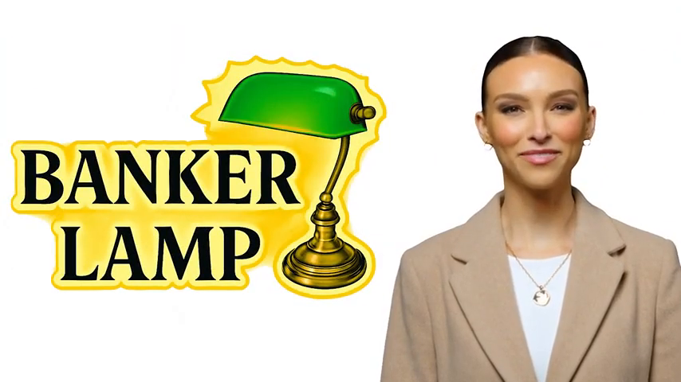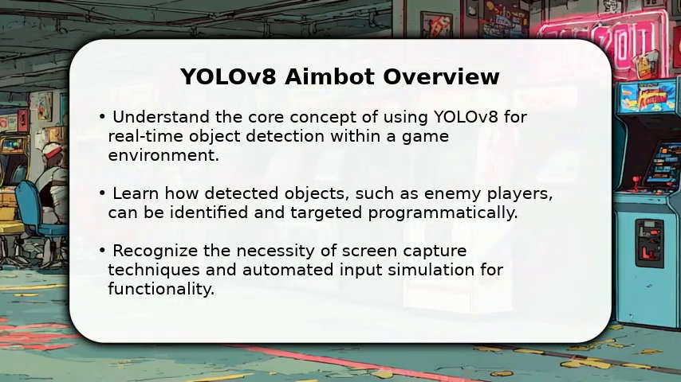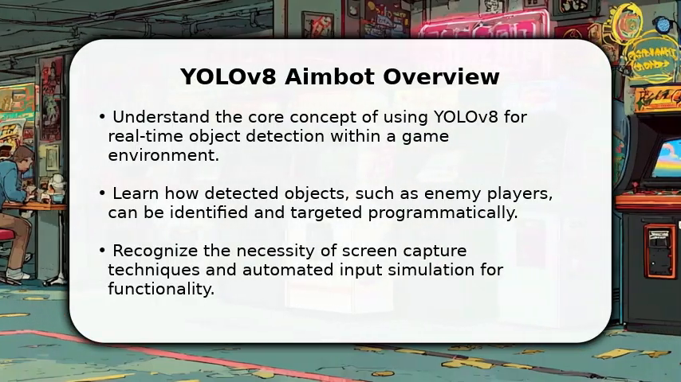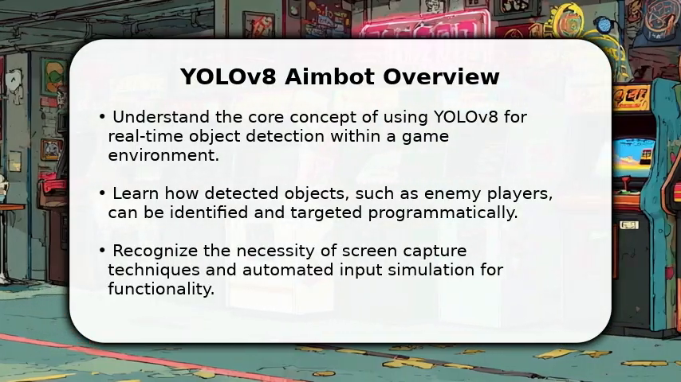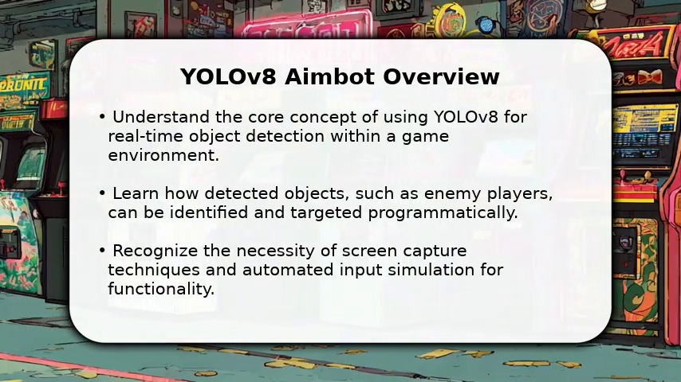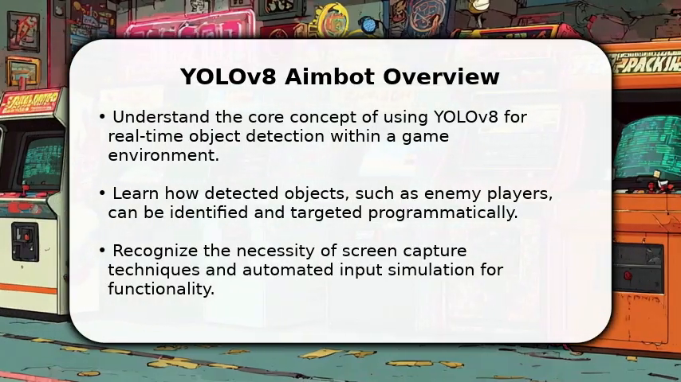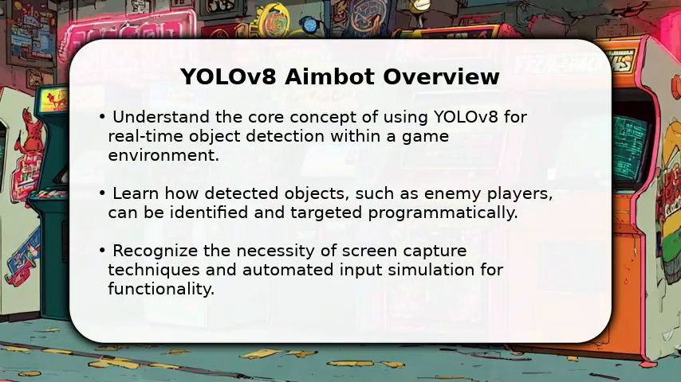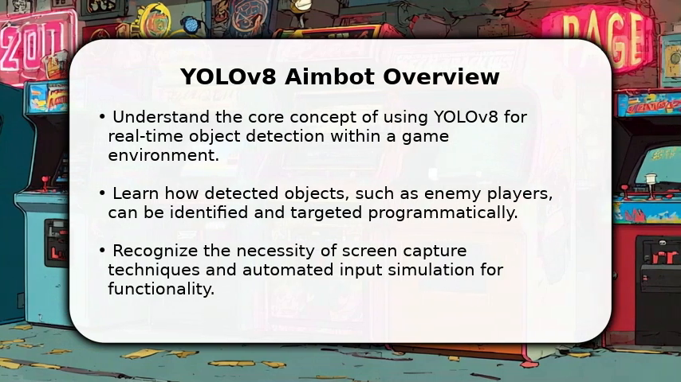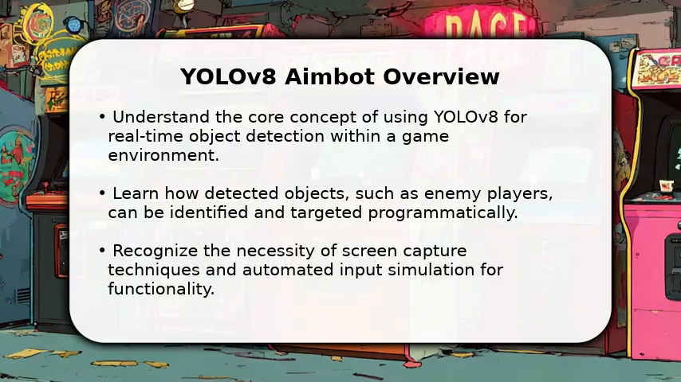Please enjoy the video. In this video, I will explain how to make YOLOv8 Aimbot. First, understand that this involves using computer vision to detect objects on your screen and then automating mouse movements. We'll cover capturing game frames, processing them with a pre-trained YOLOv8 model to identify targets, and finally, simulating input to aim and potentially fire. This process requires a solid understanding of Python programming and basic machine learning concepts. It's a complex project involving several distinct technical components.